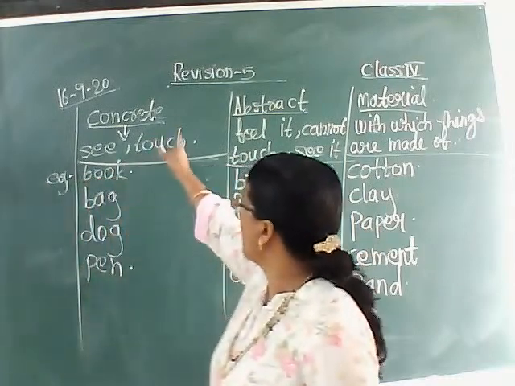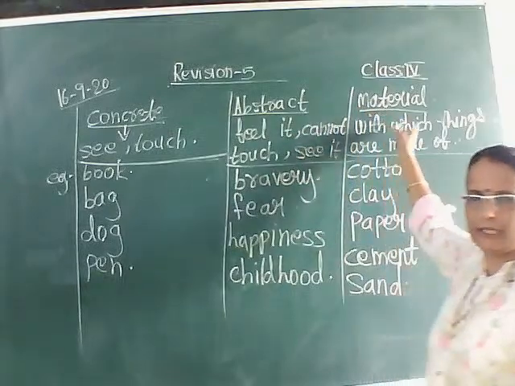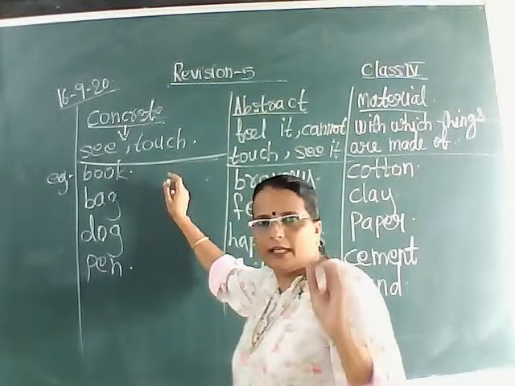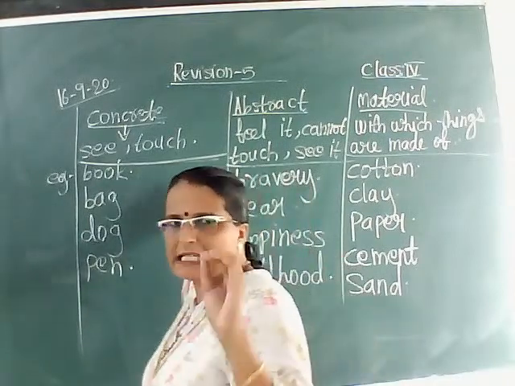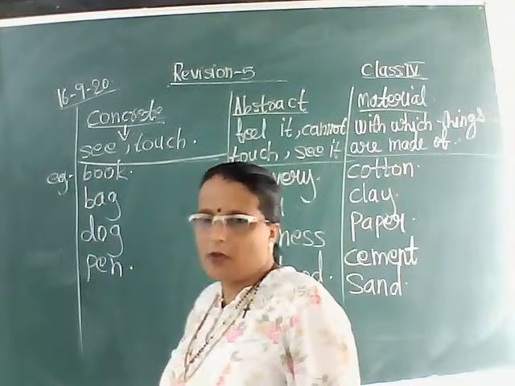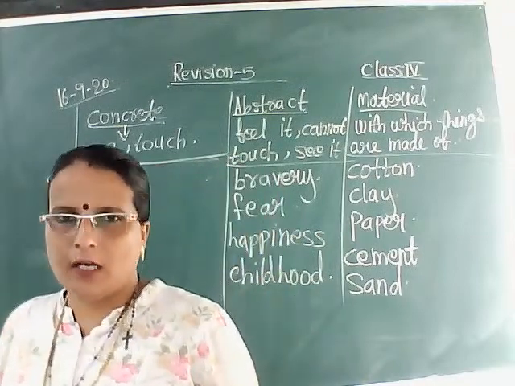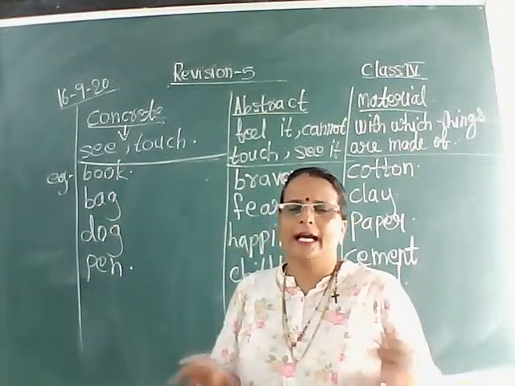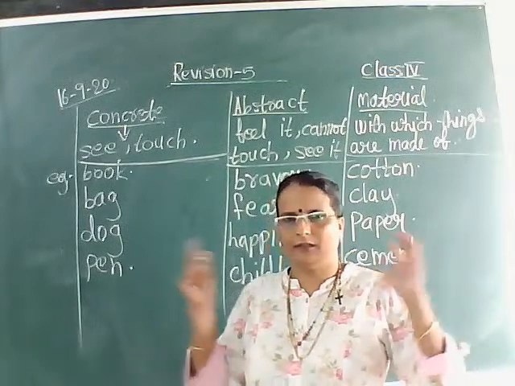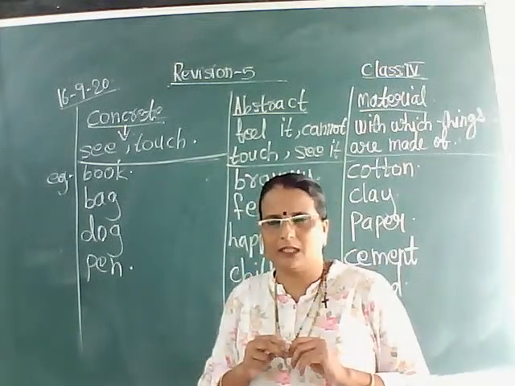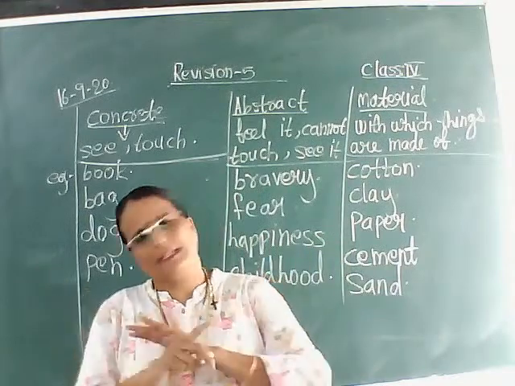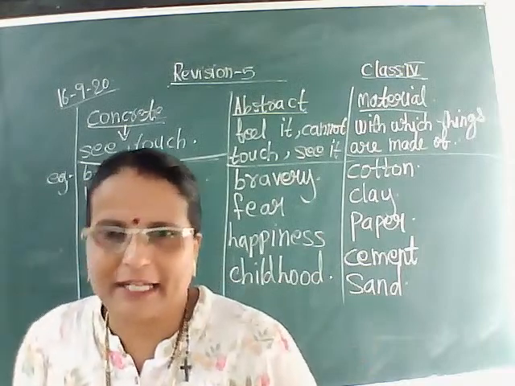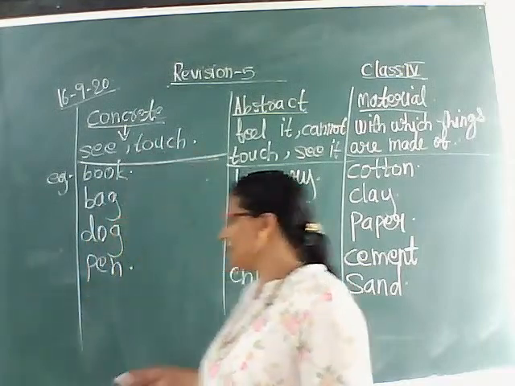First one is concrete noun, second one is abstract noun, and third one is material noun. Concrete noun means the things which have a concrete figure, which we can see and touch, are called concrete nouns. Spoon, fork, plate, glass, table, chair, fan, building, anything. You just look around yourself, wherever you are sitting. Whatever things you can see around you right now are concrete nouns. Okay.